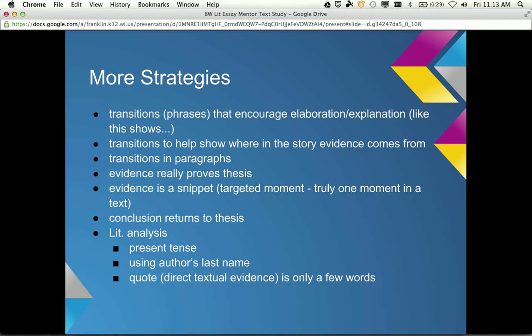Some things to keep in mind. Lit analysis is always in present tense. You always use the author's last name, and you quote direct textual evidence. When you use a quote, it's only a few words. You don't quote long passages.